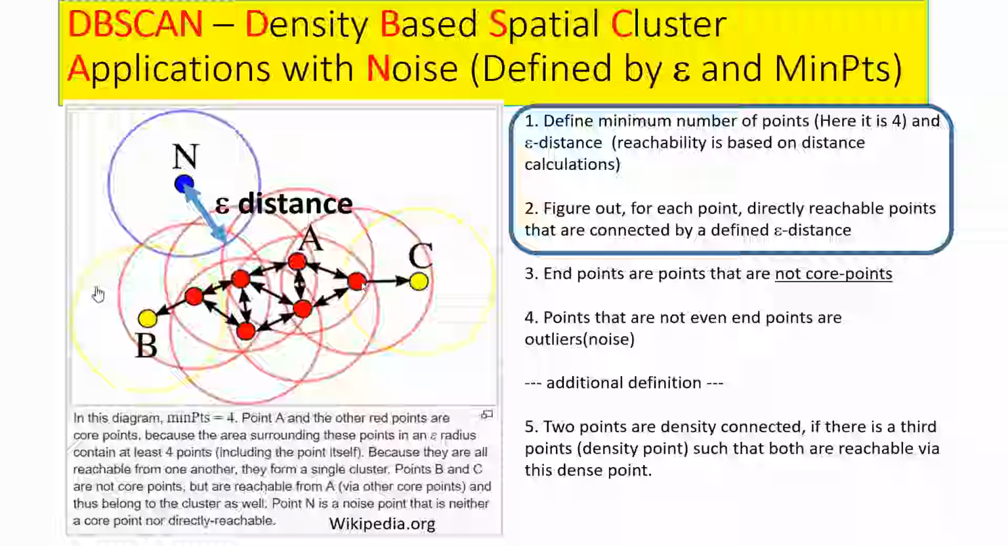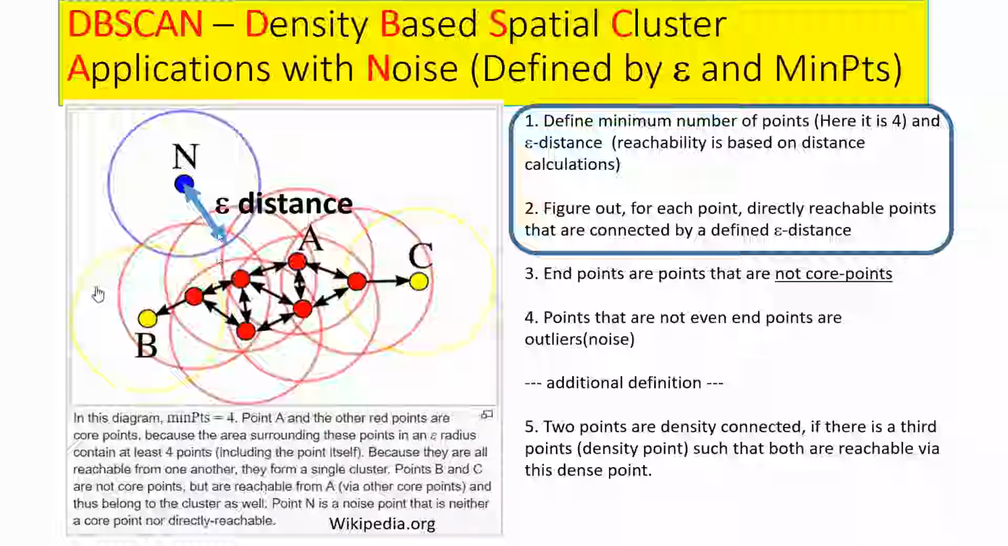But I have at least 1 additional point, but not 4 points. How about here? Does it have 4 points? No. Only 2 points are there, including yellow, right? So when it doesn't contain 4 points, it's called a border point. You can call it an end point also.